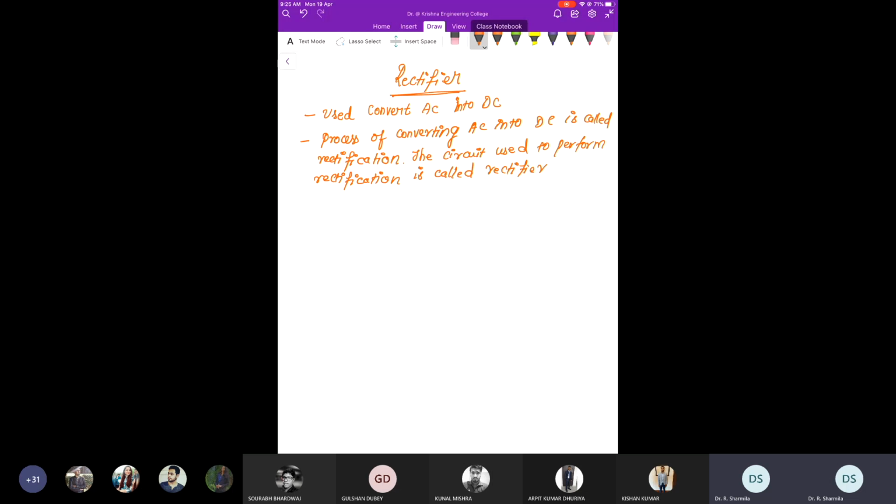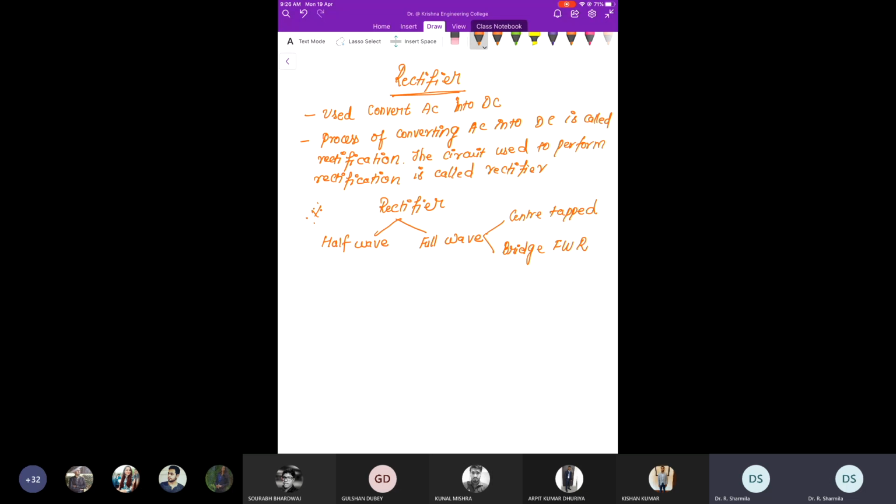What are the different types of rectifier? The rectifier we have two types. One is nothing but a half wave rectifier. Second one is nothing but a full wave rectifier. In the full wave rectifier we are going to see two methods. One is the center tapped. Later on I will explain what is the meaning of center tap. The next one is the bridge rectifier, that is bridge full wave rectifier. So these are the classifications we will see one by one.